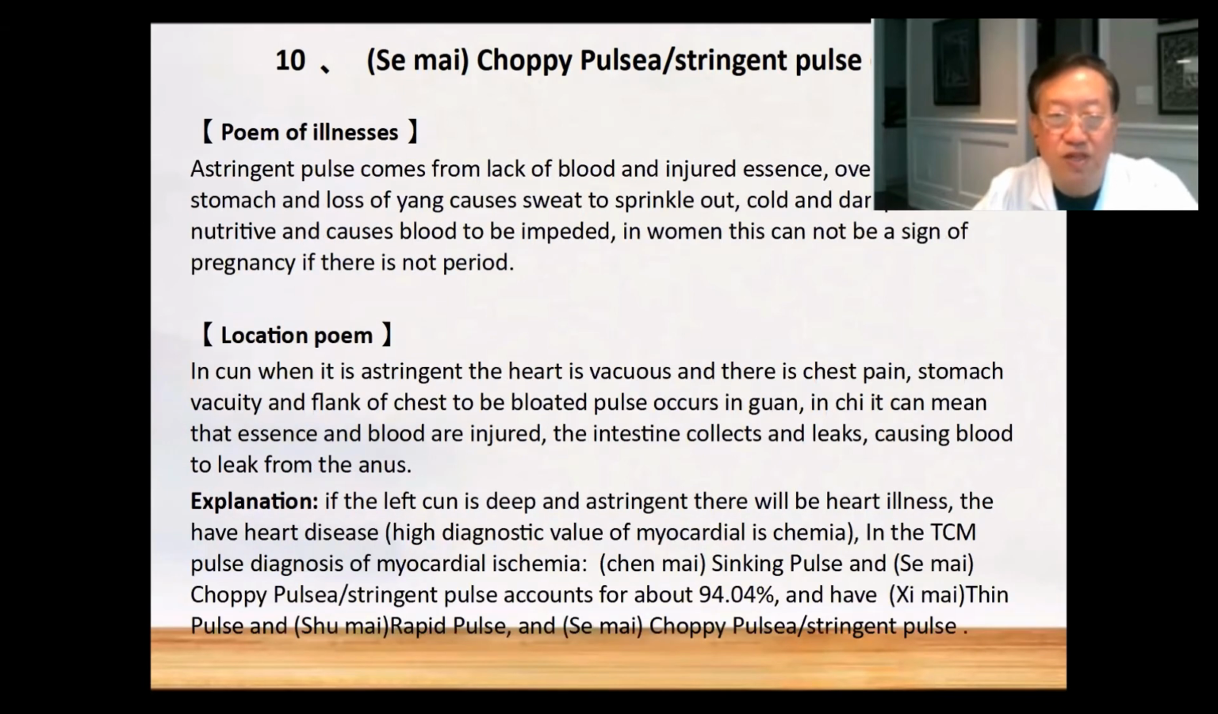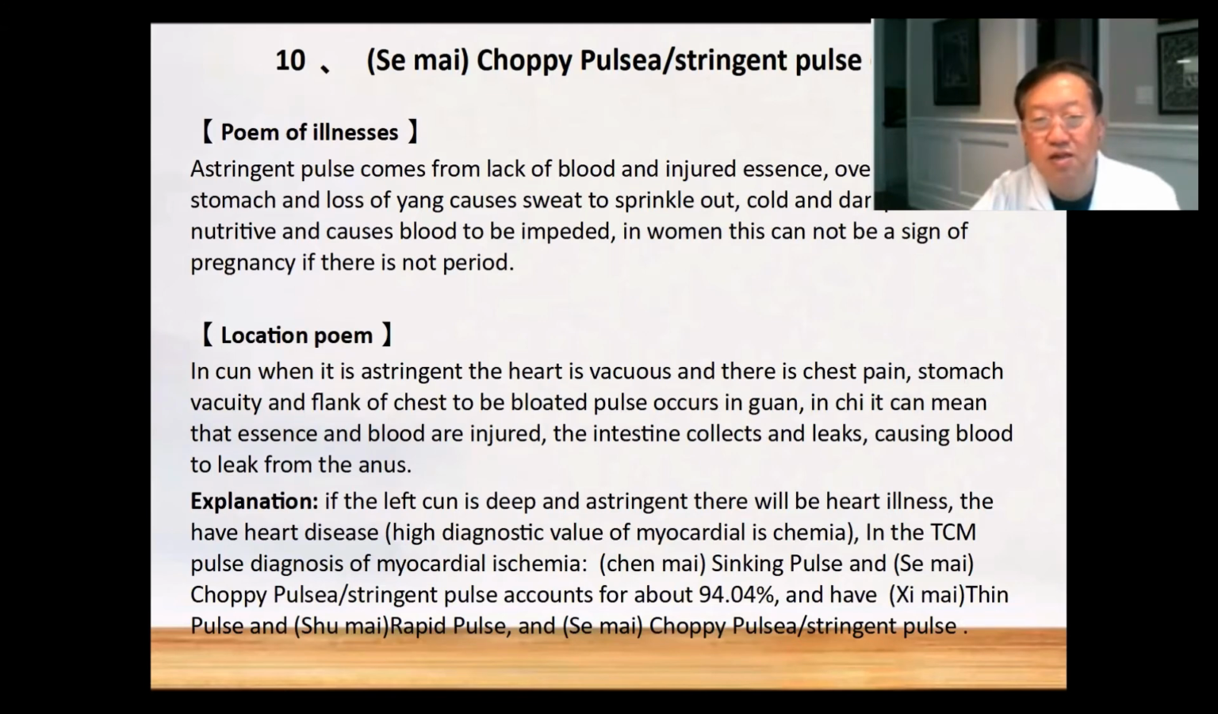Poem of illnesses. Astringent pulse comes from lack of blood and injured essence. Overturning stomach and loss of yang causing sweat to sprinkle out. Cold and damp enters the nutritive and causes blood to be impeded. In women, this is not a sign of pregnancy if there is no period.